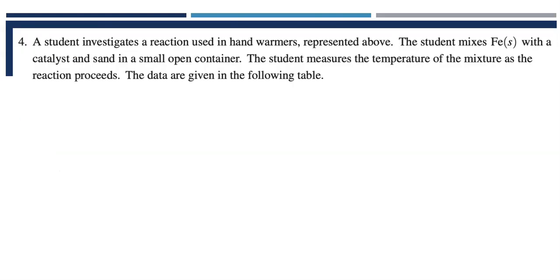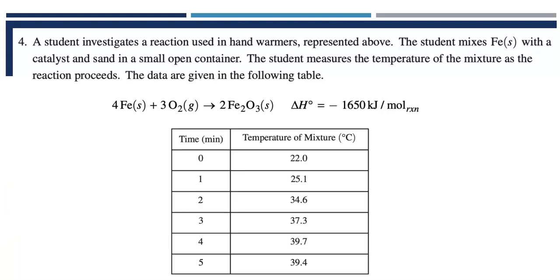A student investigates a reaction used in hand warmers represented above. The student mixes solid iron with a catalyst and sand in a small open container. The student measures the temperature of the mixture as the reaction proceeds, and the data are given in the following table. So here's the setup for the problem. Looks like it's going to be a calorimetry problem because it's about heat changes.